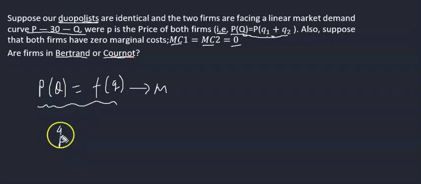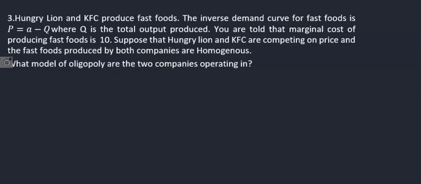So which one? A Bertrand or a Cournot? Do firms compete on quantity? This time around we pick Cournot, because firms in Cournot compete on quantity while the price is determined by the market. So this one is a Cournot. Let's work on our last question. This is our last question, question 3.